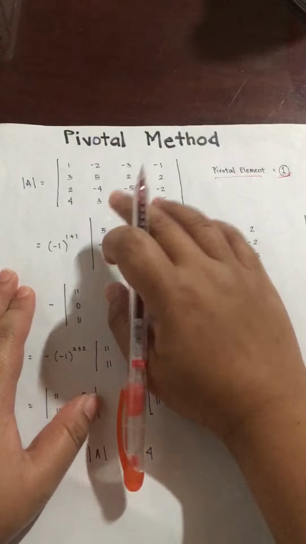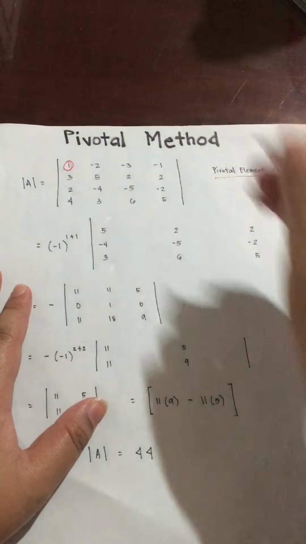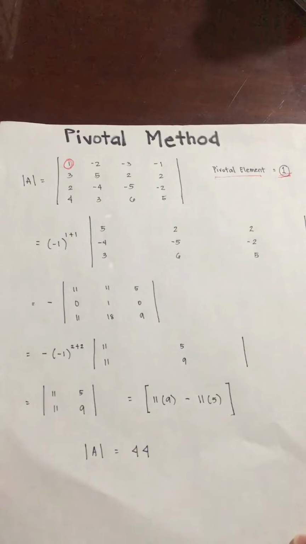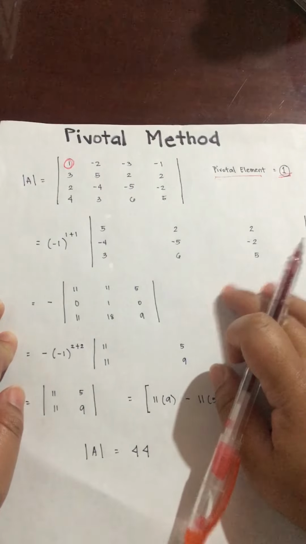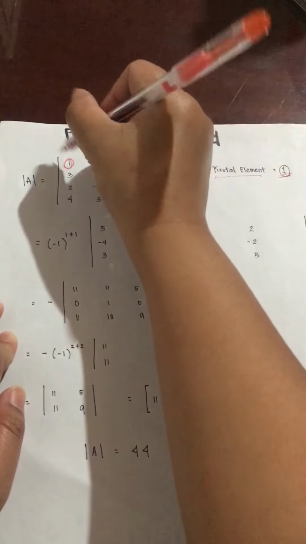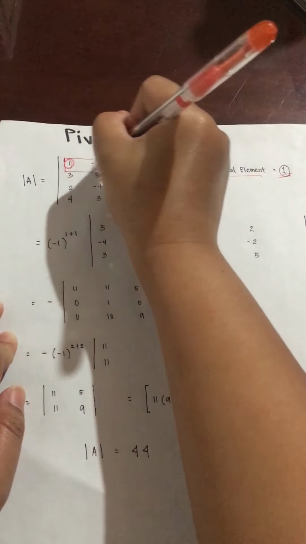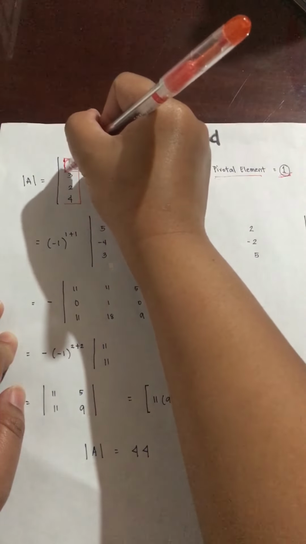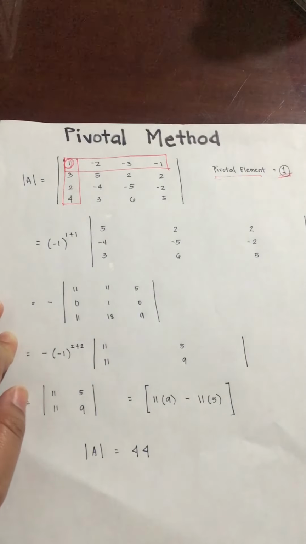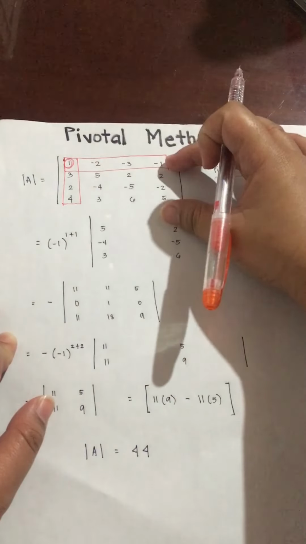Now, let us focus on our given. So, our pivotal element on our given determinant is here. After choosing the pivotal element, i-cross out natin yung row and column na included yung ating pivotal element, which is here. I-cross out natin yung row and yung column na included yung ating pivotal element here. Okay. From a 4x4 determinants, mapapansin natin ang matitira is a 3x3 determinants.